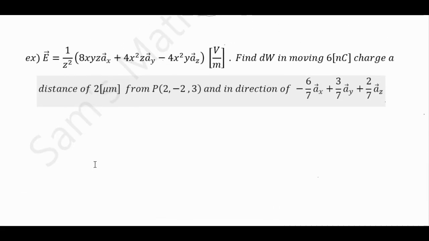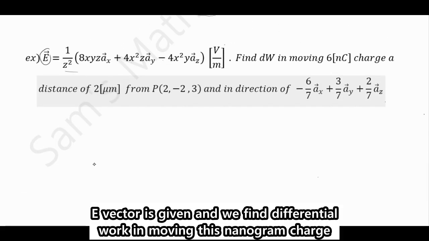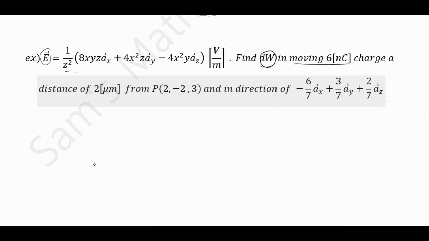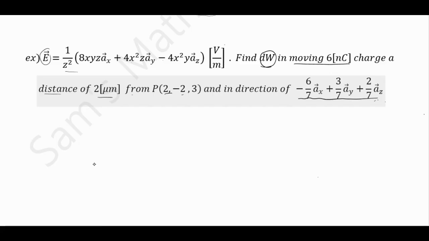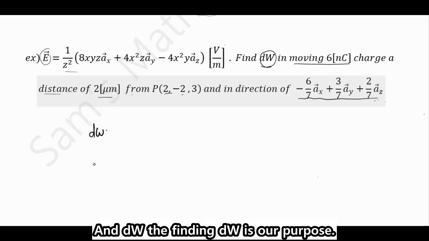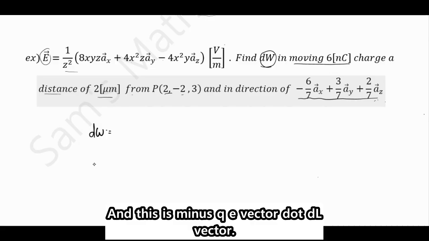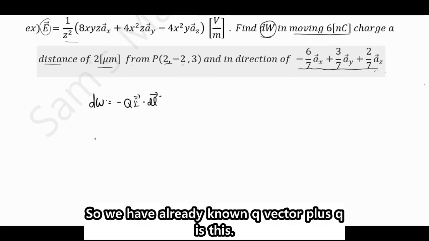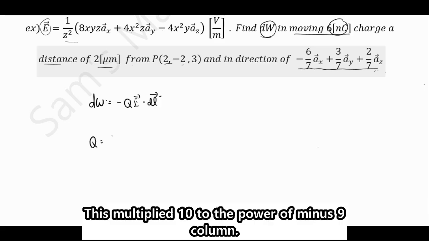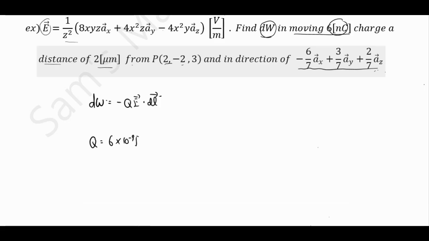And we take an example. E vector is given, and we find the differential work in moving a 6 nanocoulomb charge a distance of 2 micrometers from P(2, -2, 3) in the direction of this vector. Finding dW is our purpose, and this is minus Q E vector dot dL vector. We already know Q, plus Q is 6 multiplied by 10 to the power of minus 9 coulomb.